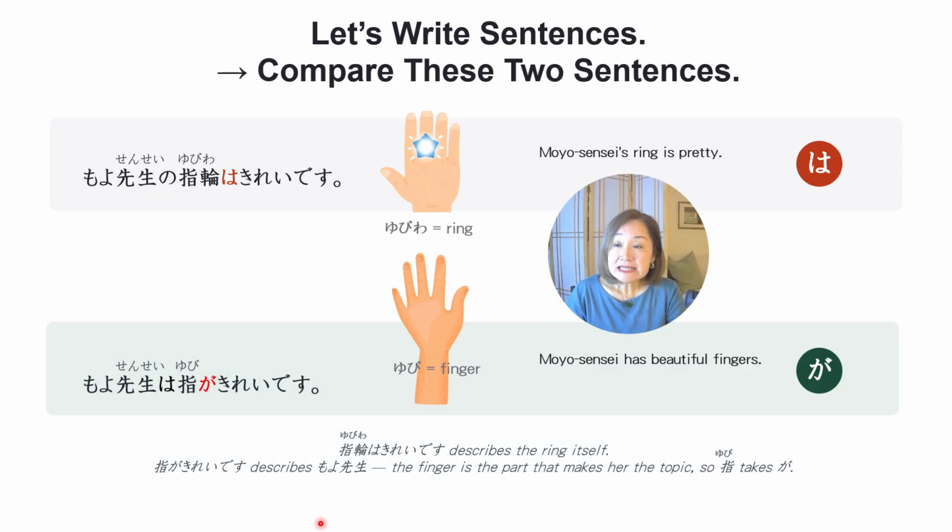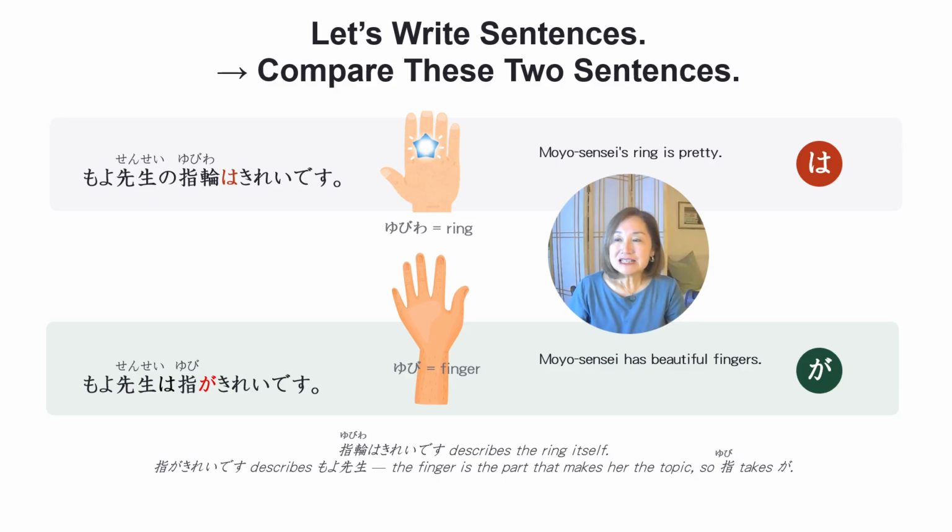Okay, now the second one. もよ先生は指が綺麗です。This one takes が. My fingers are not something I'm wearing. They're part of me. So I am the topic, and yubi is the part we zoom in on. As for Moyo Sensei, the fingers are beautiful. So do you see the difference? Same hand, same picture, but one is about a ring and the other is about me.